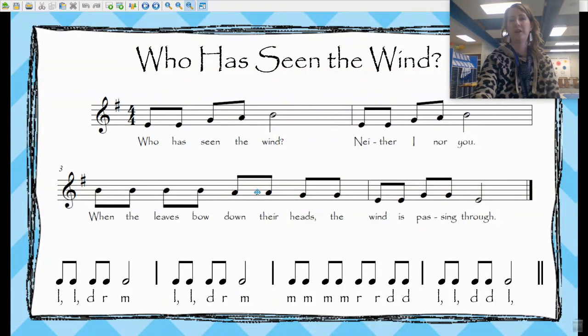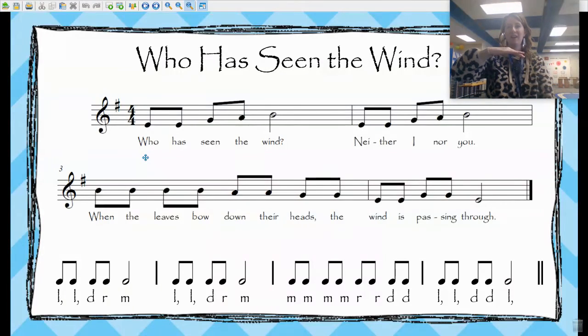If you looked up here at the notes, do is actually on this second line, so la is the line below it. Okay, so it starts on that line, la, la, do, re, mi. So let's go ahead and sing it with our hand signs and the words this time. Here we go.